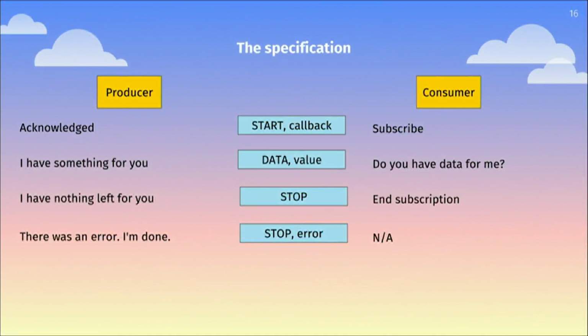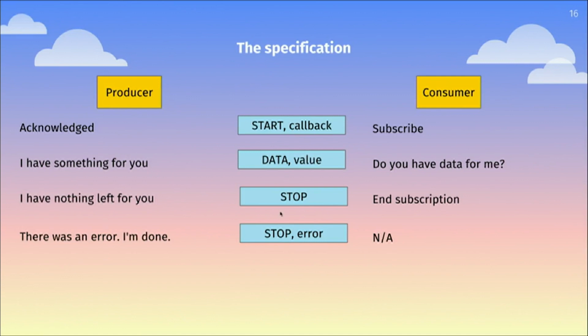So just to summarize this specification between the two, we have three types of actions in the middle here. We have start, data, and stop. The start is to initiate the conversation, both from a consumer I'm subscribing and from a producer I'm acknowledging that subscription. Then if you look at the producer side, he's saying, hey, I have some data for you. The consumer, she's saying, do you have any data for me? So that's the pullable side.